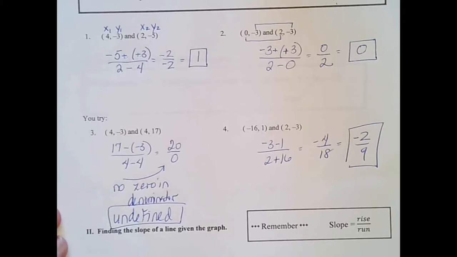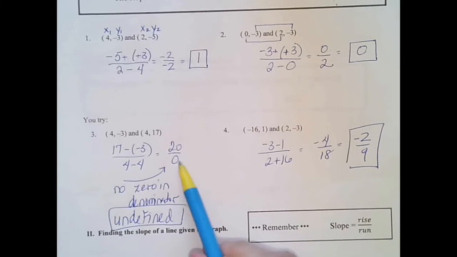Number 3 is undefined. Number 2 is when 0 is in the numerator, and you can even try it in your calculator if you'd like to. 0 divided by 2, that answer is 0. 0 in the denominator cannot happen. Cannot happen at all, so that is considered an undefined slope.